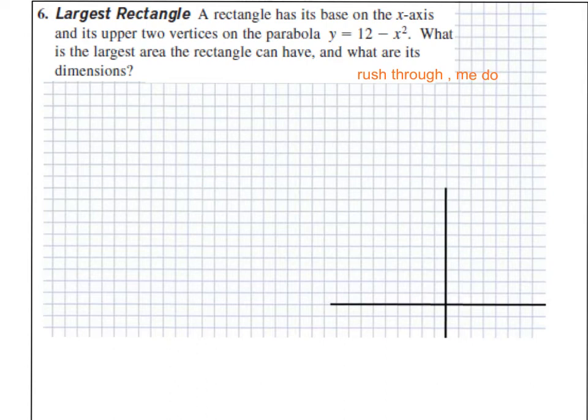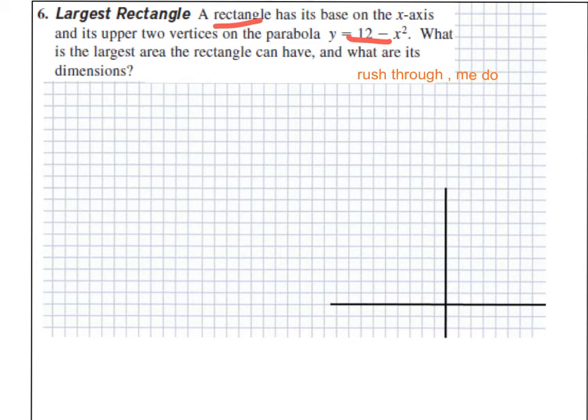This is an interesting question, and this comes up in our book too. This is kind of making the transition from non-AP questions to AP questions. If I have this question, which is number 6 from our book, it says we want the largest rectangle, and so we want to make a rectangle here, and its base is on the x-axis and its upper 2 vertices are on this parabola. Well, this parabola goes up to 12.